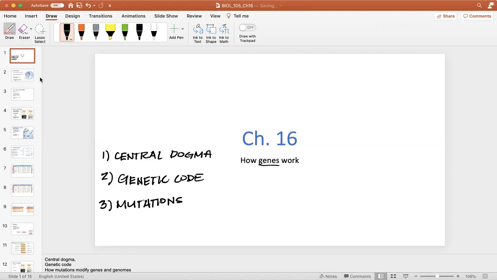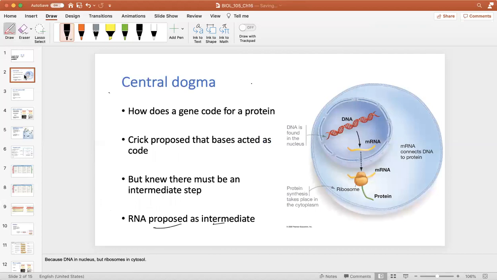So to get us started, let's first take a look at the central dogma. Now, you have seen this diagram before. This was shown to you in chapter 1, but let's go back over it. The central dogma essentially is a thought process that describes how genes code for proteins. Back in 1953, remember that Watson and Crick put together a bunch of ideas to formulate the structure of the DNA molecule.